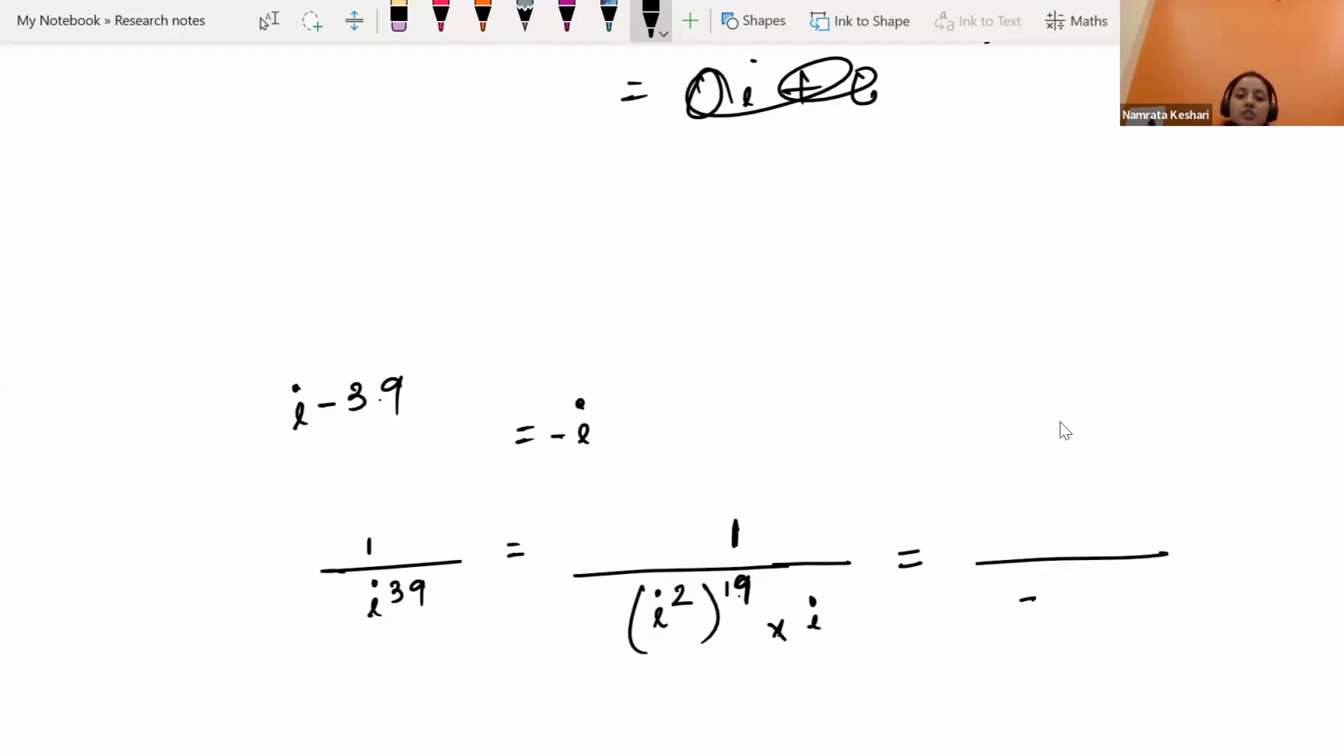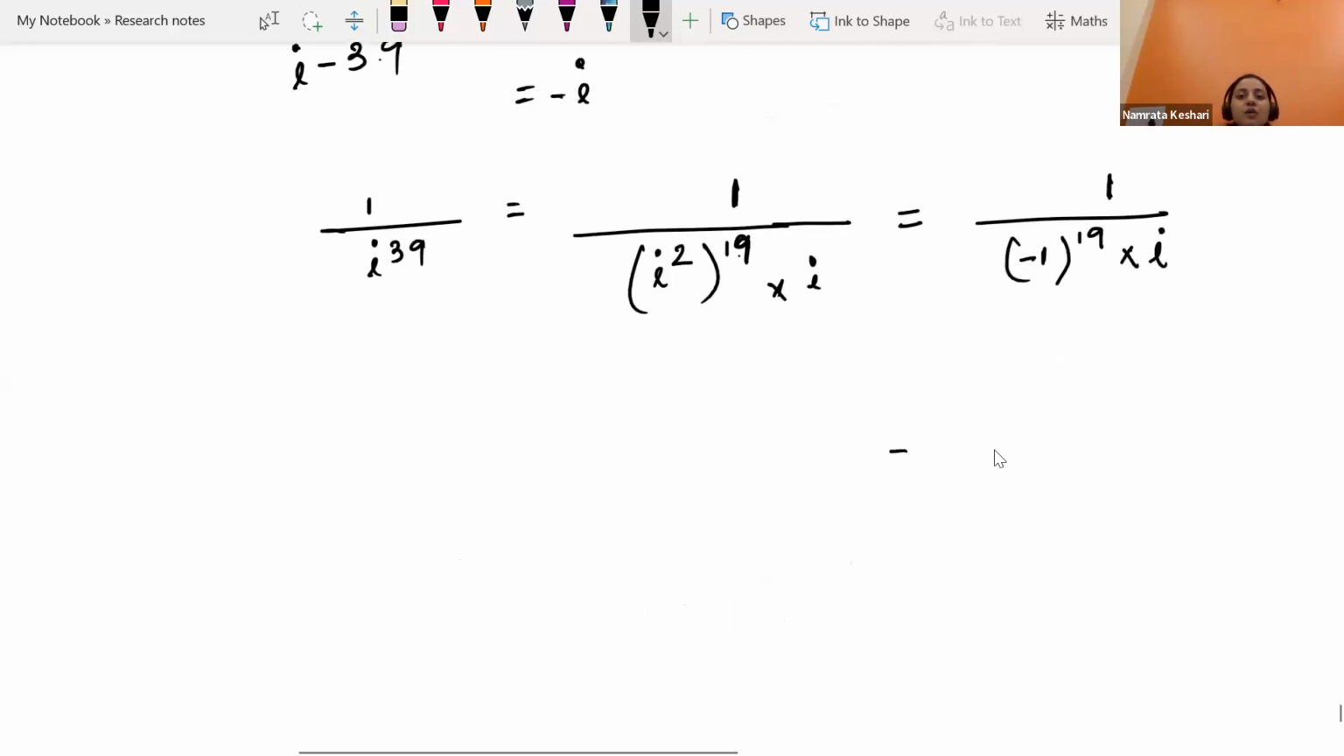i square is nothing but just minus 1, power is 19, into i is there. In the numerator, just 1 is there. Now minus 1 to the power 19 in the denominator. If the power is an odd number, the result will be negative. Now, we want to write it in the form of a plus ib, where i is reflecting in the numerator, not in the denominator. So we will multiply with i and i in the numerator and denominator. The concept which you have learned in rationalization, the same concept we are using over here, so that we can bring i in the numerator rather than the denominator.